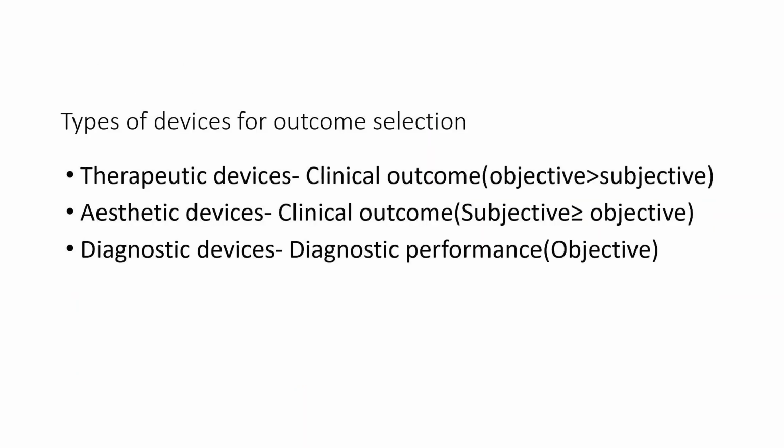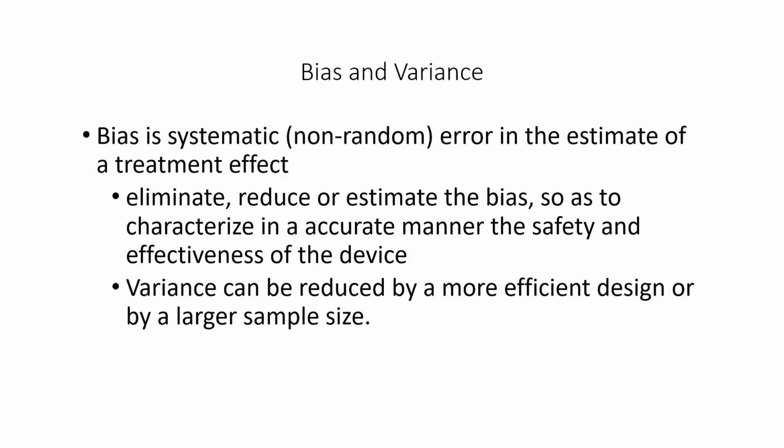So types of devices for outcome selection include therapeutic devices, where clinical outcomes give more objective results than subjective results. Aesthetic devices, where clinical outcomes can be more subjective than objective, right? And you can just replace the device terms with tissue constructs or biomaterials, as that would have the same norms. Again, diagnostic devices, where you could have biosensors, right? For example, the focus is on the diagnostic performance, which is objective specific, right?